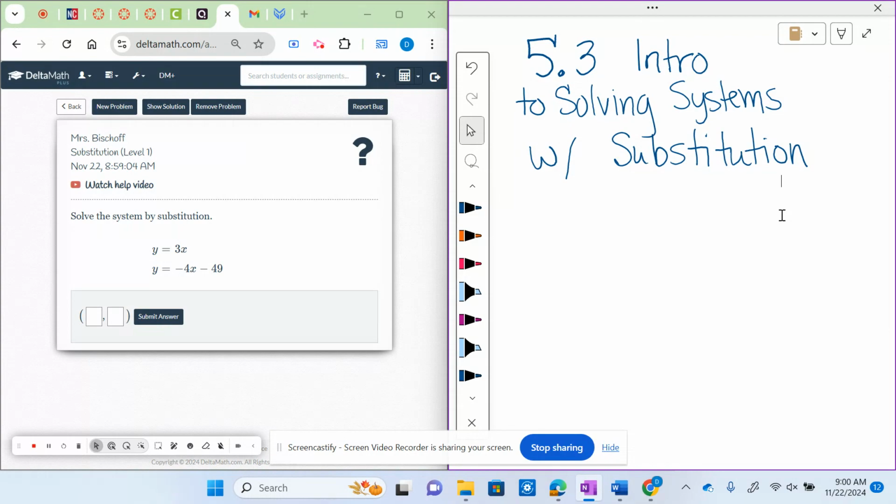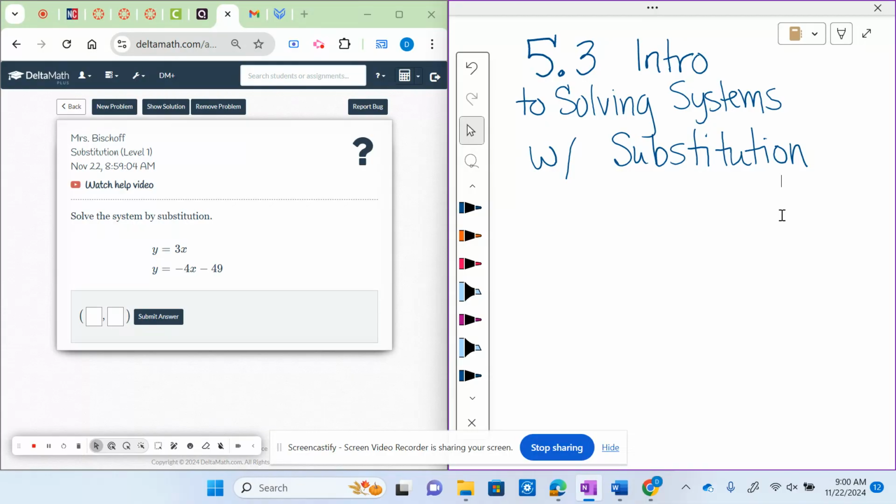Some of you guys don't even have your journals out and you're looking at me like, what's going on? You're not listening and I don't understand that. So 5.3, Introduction to Solving Systems with Substitution. I promise you, you're going to want this. You're going to want to have this, okay?